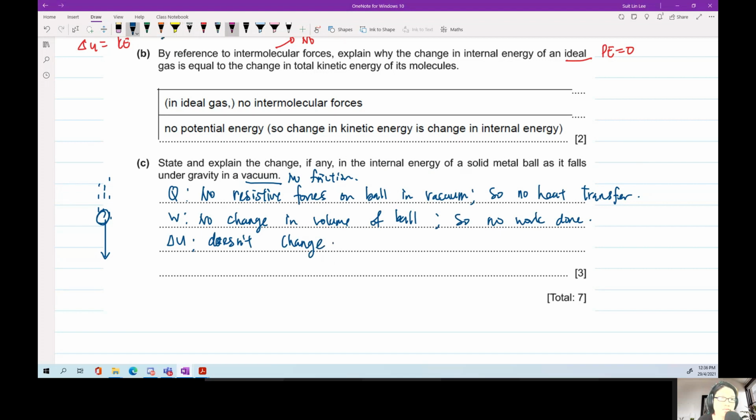Because Q equals 0, W also 0. Then delta U is 0, because 0 plus 0 is 0. Right, so that is the summer 20 papers.